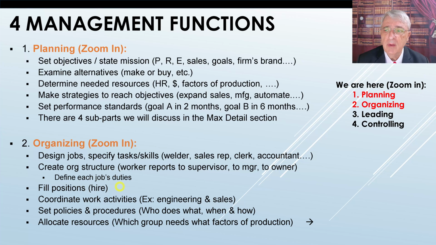Then we're going to have to hire. Then we're going to coordinate work activities. So this is all part of organizing. So for example, engineering and sales. Sales needs to know what they're selling, and engineering is the source of that information. So those 2 have to work together. Set policies and procedures. Who's going to do what? When are they going to do it? And how are they going to do it? And then allocate the resources. Those are the factors of production. Who needs money? Who needs steel? All that stuff.